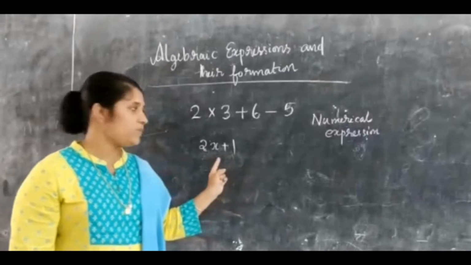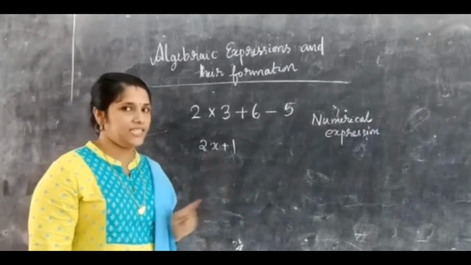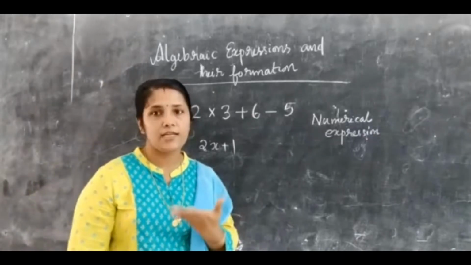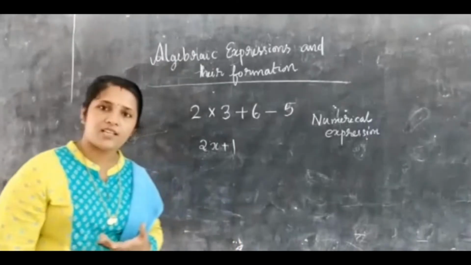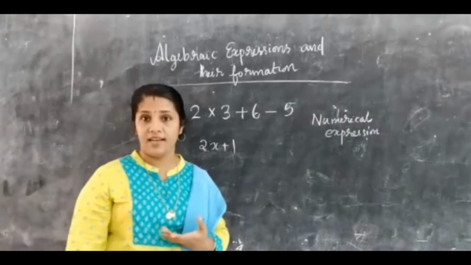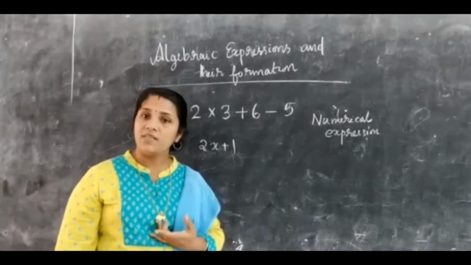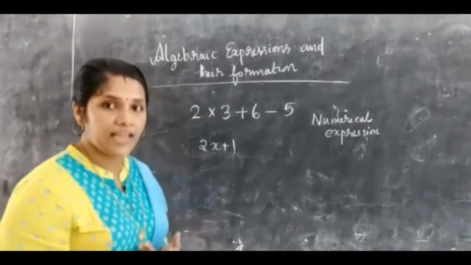And in this expression, what is 2x actually? 2 times x is 2x, right? Or 2 into x, we write like 2x. 2x plus 1 is one expression. In this expression, one variable is there, right? So we can call such an expression an algebraic expression. What is it? Algebraic expression.